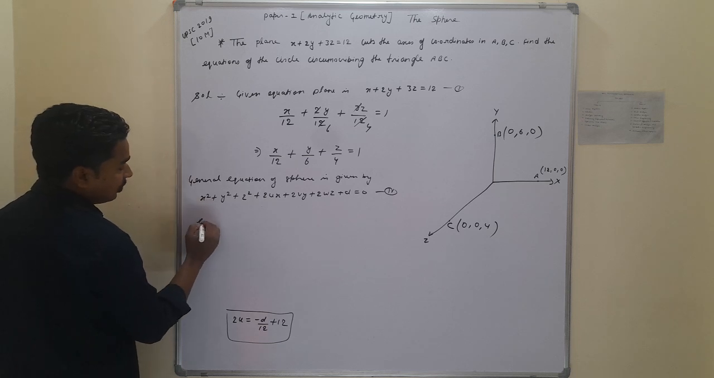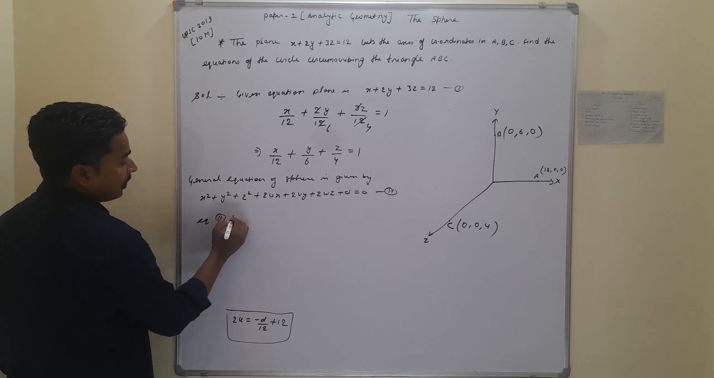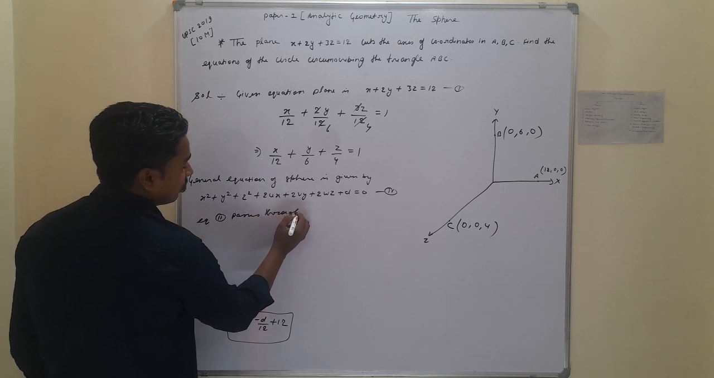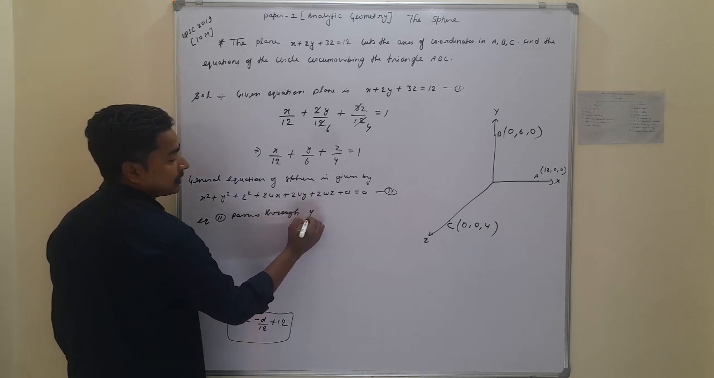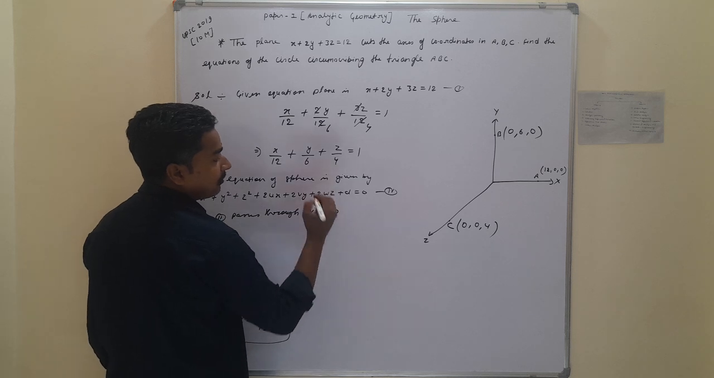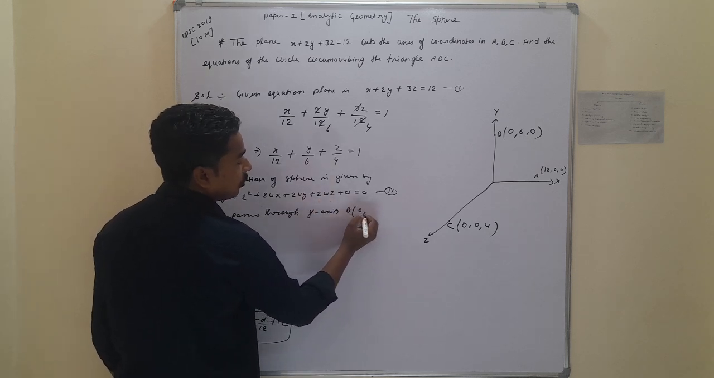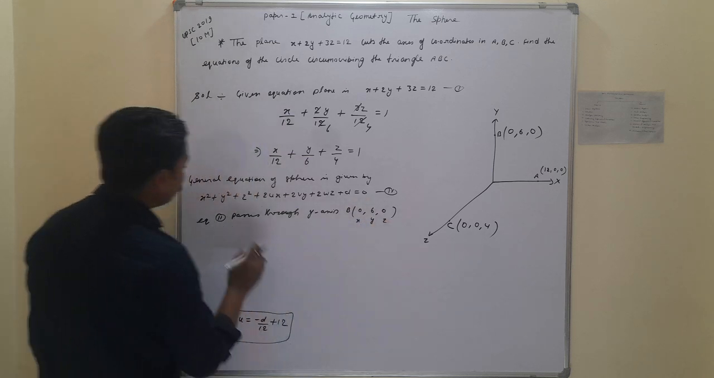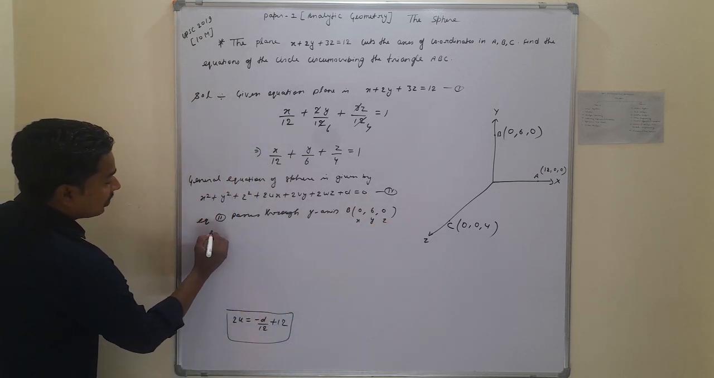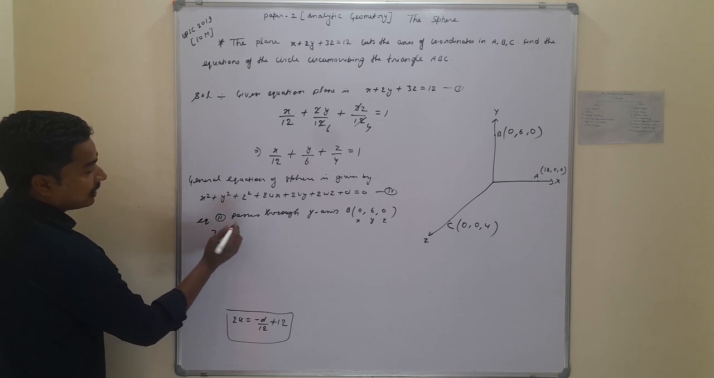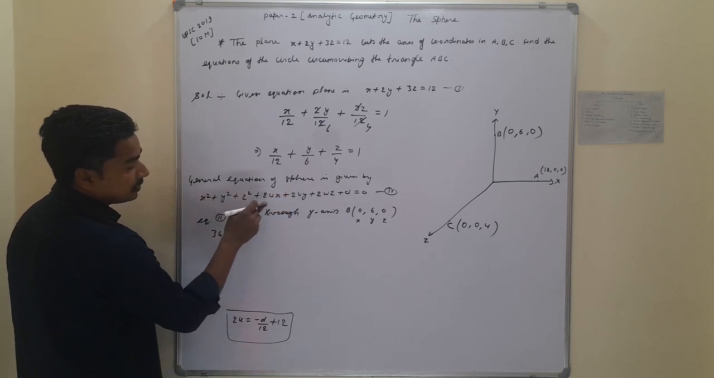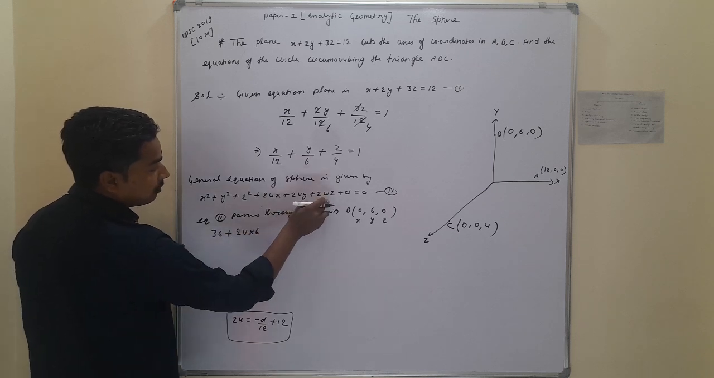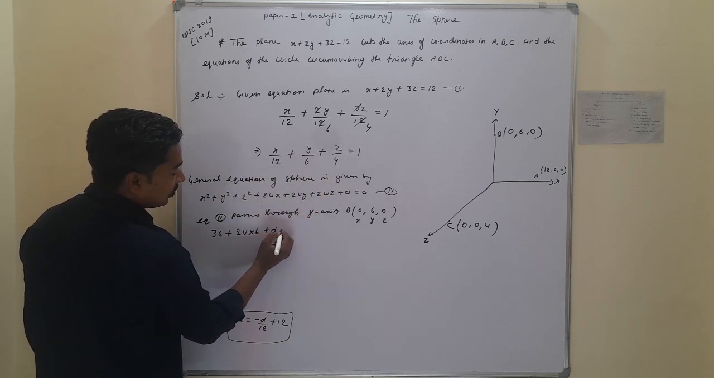Equation 2 passes through the y axis, whose coordinates are (0, 6, 0). Here x is 0, y is 6 and z is 0. Putting these in, we get 36, z² is 0, 2ux is 0, 2v into 6, 2wz is 0, plus d is equal to 0.